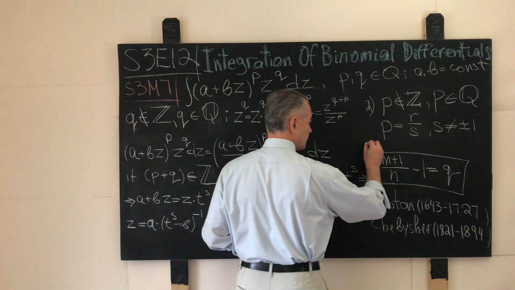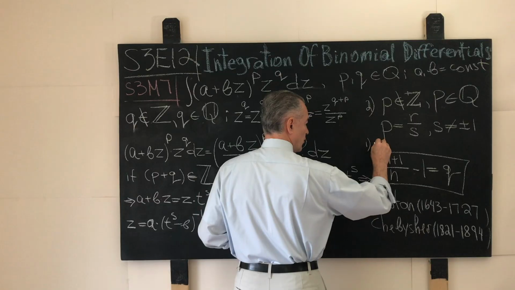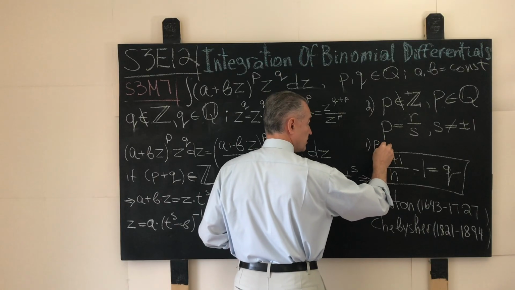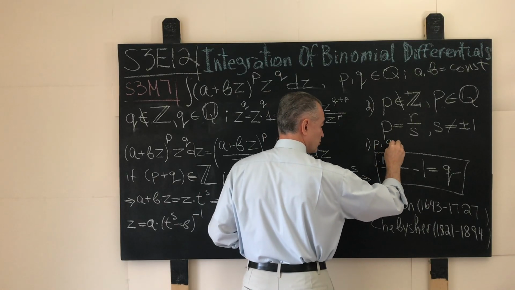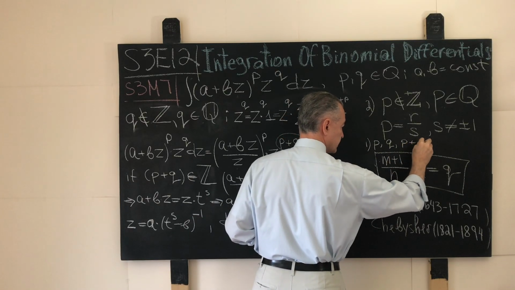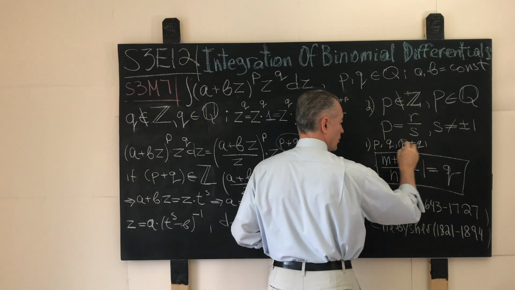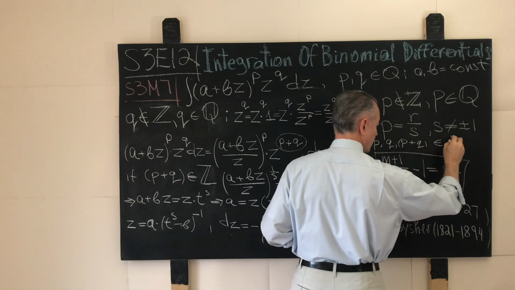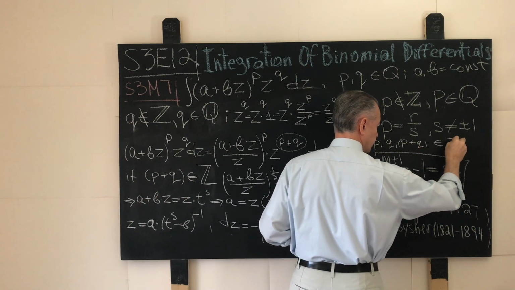The case number one, we had what? P was an integer. The second case, Q was an integer. And now we had P plus Q. All three numbers are integers.